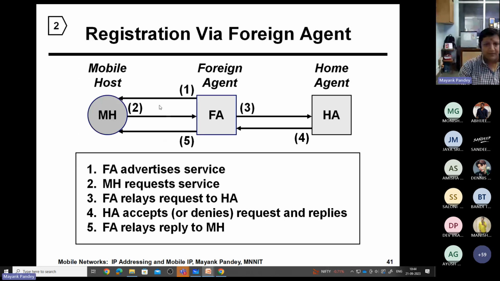First process, first FA advertise the service. Mobile host requests for the service. FA relays this request to the home agent. Third process. HA can accept or deny the registration. And FA relays reply to the mobile host.